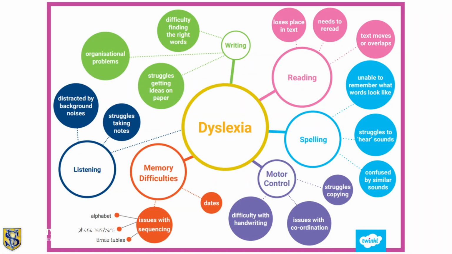We go to the next one. This is a mind map. It's quite a useful one. This is actually taken from Twinkle. I think most of us have an account with Twinkle. They have these wonderful mind maps, and they have one for dyslexia, one for ADHD, ASD. And as you can see, all the different areas that dyslexia will affect the students. So reading, needs to reread, loses the place in the text, moves or overlaps, spelling, motor control, memory difficulties, listening as well, and the writing.